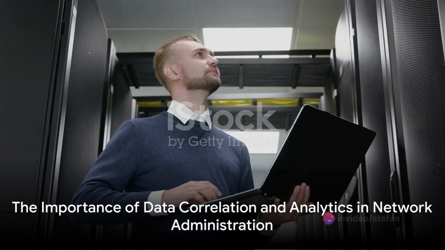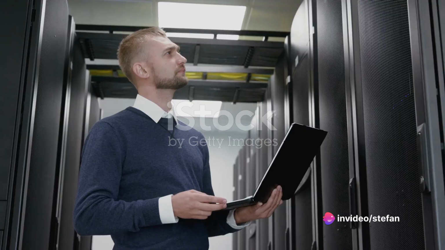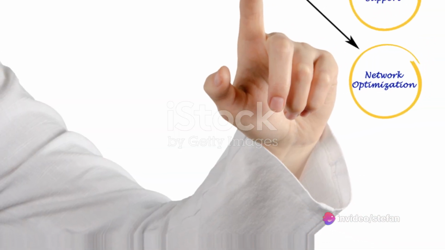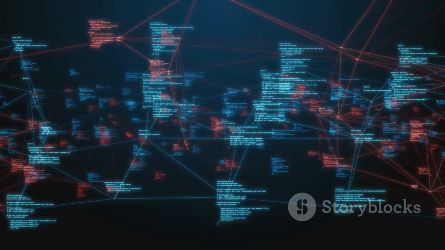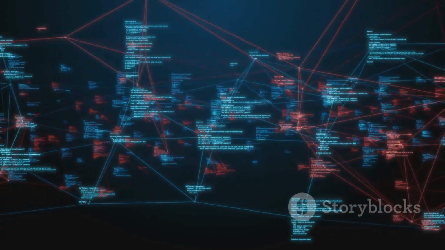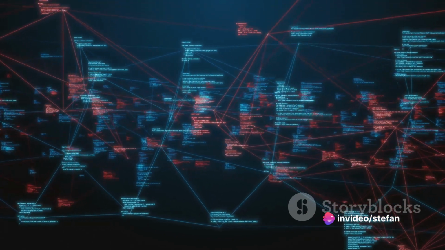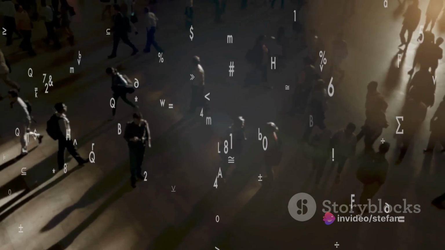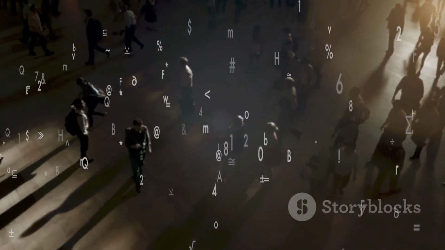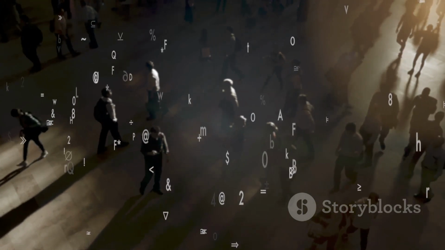Have you ever wondered why data correlation and analytics are vital in network administration? It's a question that unravels a world where the intricate dance of numbers and patterns plays a pivotal role. Network administration, in its essence, is the wizard behind the curtain, ensuring seamless communication and connection. Data correlation and analytics are the magic wands that empower this wizard. They are the hidden cogs in the wheel, driving efficiency and productivity.